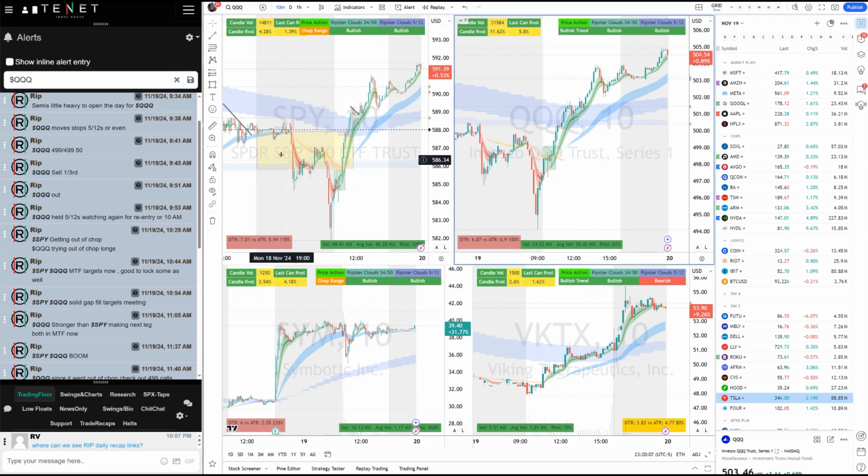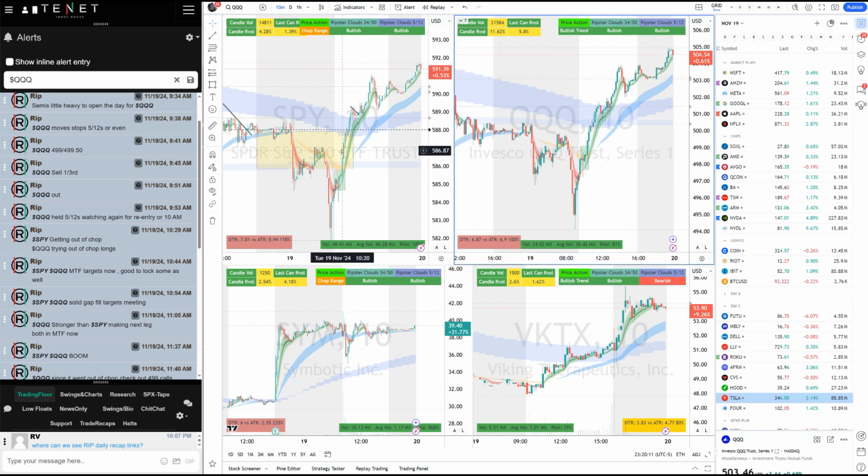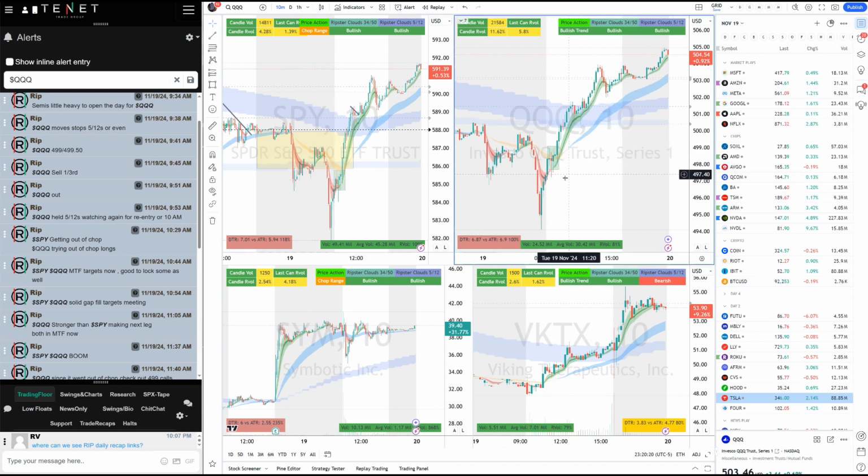SPY was gapping down, as you see here. SPY is under the 1-hour cloud, under the MTF cloud, and under the 10-minute Ripster clouds. So we are bearish, but we started to turn bullish right at open. You see this candle. The other thing to note here is we are holding the pre-market lows.